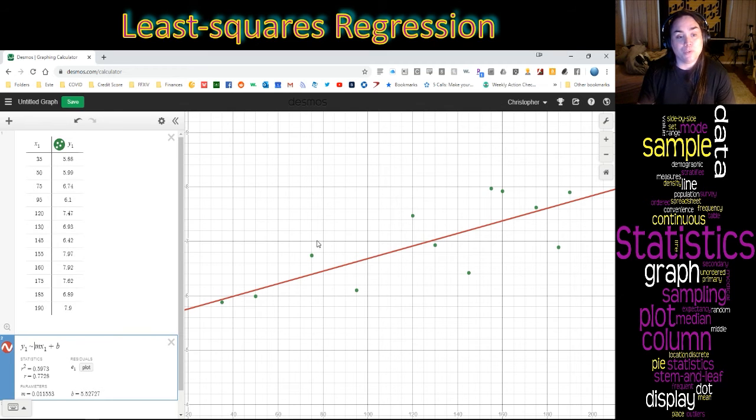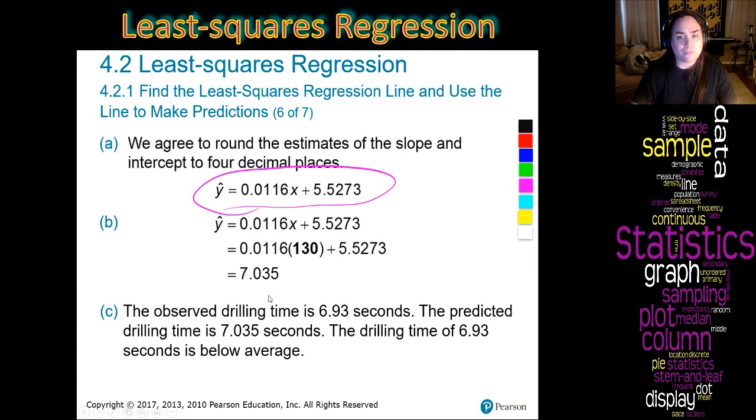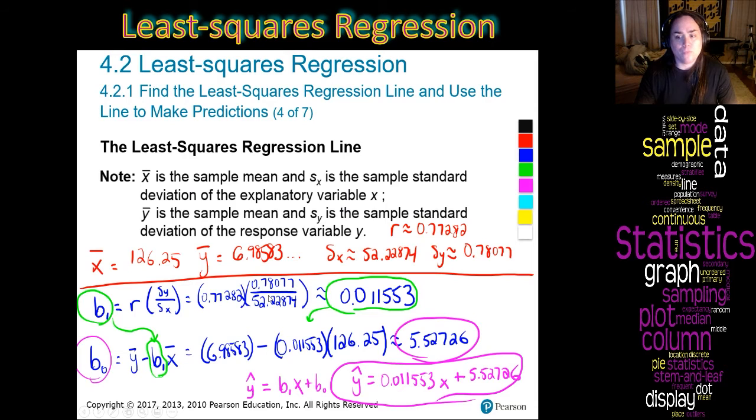The calculator will do it for you. It's great. Notice down here what the m and the b values are. The slope of that least squares regression line is 0.011553. Does that not look familiar? The b value, the y-intercept, is 5.52727. Now, those are very, very close to what I got.